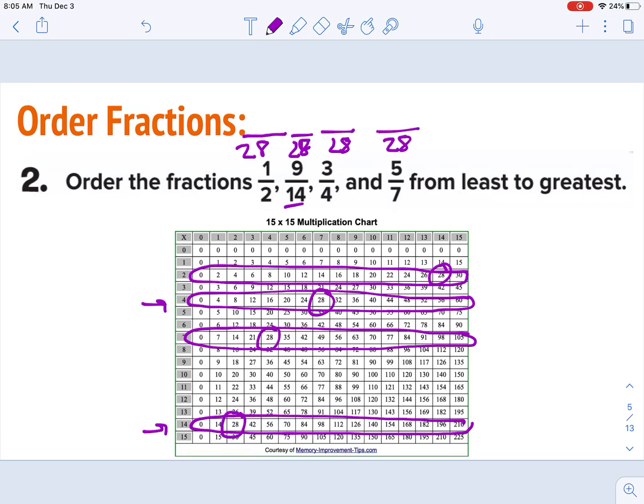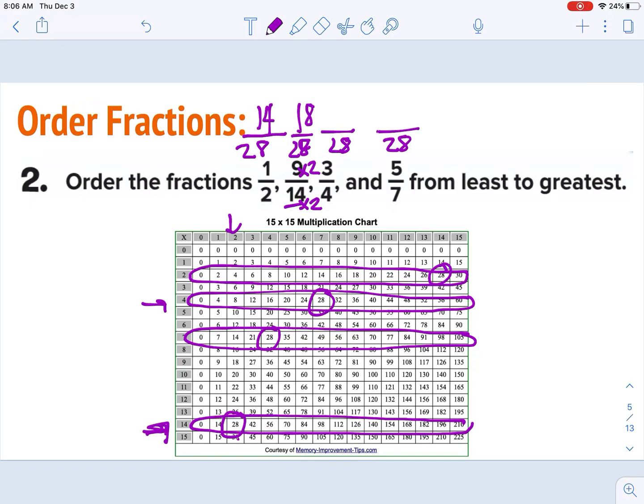Okay, so I'm going to start with my 1/2. Well, I know that 1/2 of 28 is 14. All right, then I have my 9/14. Well, if I look at my 14 column here, 14 times 2 is 28. So I know that I need to multiply the top and the bottom by 2. And 9 times 2 is 18.